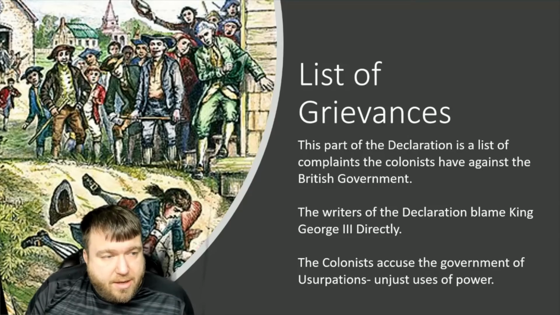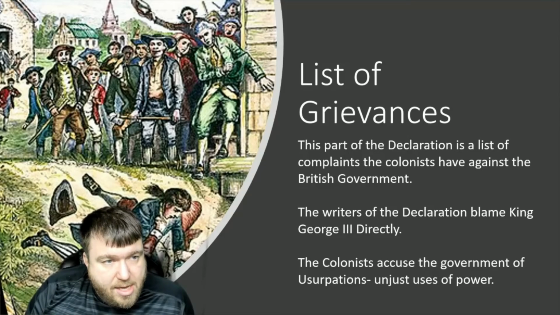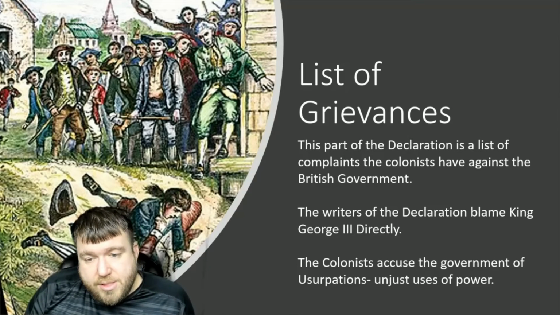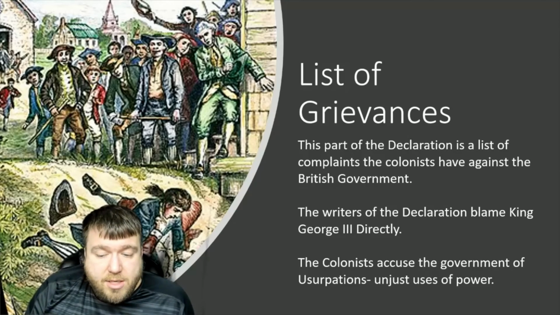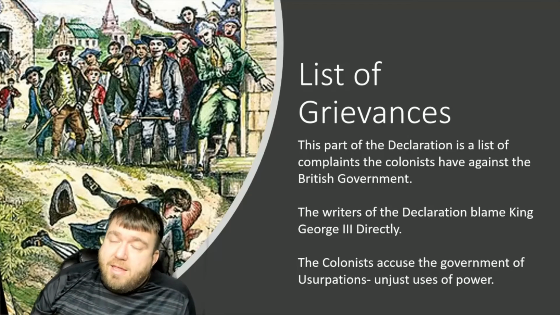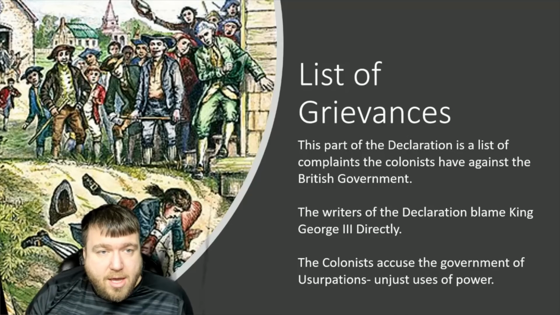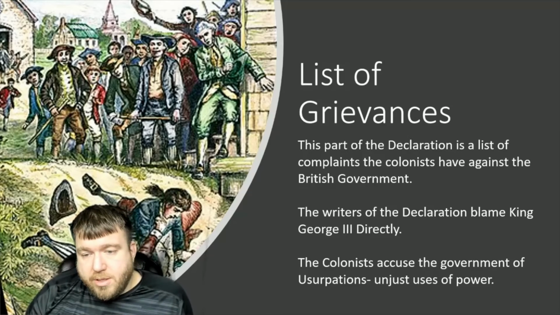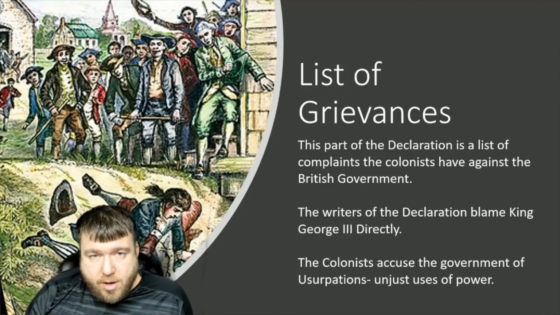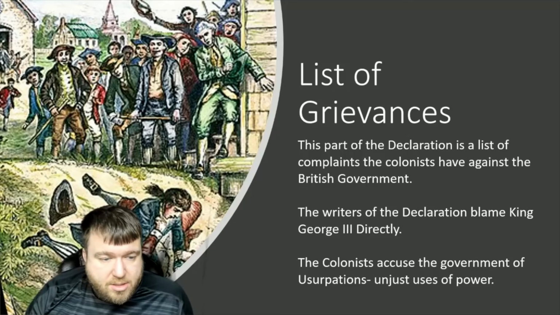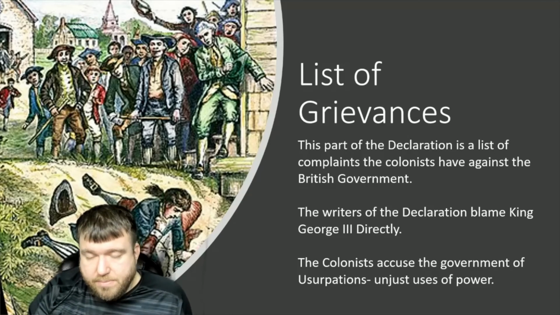This was a list of problems that the citizens had with the government that they were subject to. And they accused them of usurpations, which is an unjust use of their power, meaning that they had overstepped their boundaries, they had overstepped their authority, and were enforcing things upon the colonists that were not just. It was not fair what they were doing.